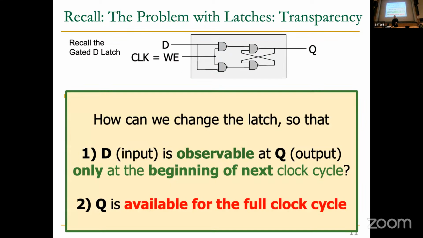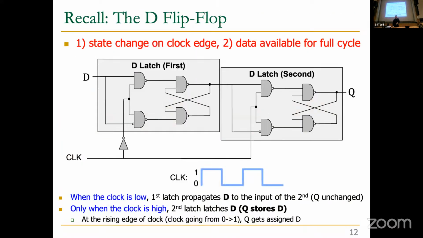We said that the latches that we designed until that point in time are not good enough because they're transparent. What does transparency mean? Transparency means that whenever the input value changes while the clock is high, the output value also changes. So this violates what we want to do. What we want is for the input signal to affect the output signal only at the clock edge, right? And be available for the full cycle. And then we developed the D flip-flop. So hopefully you can see that state changes on a clock edge here.